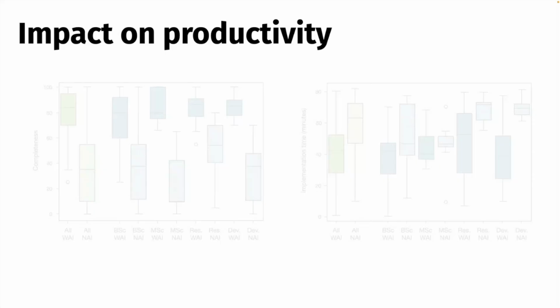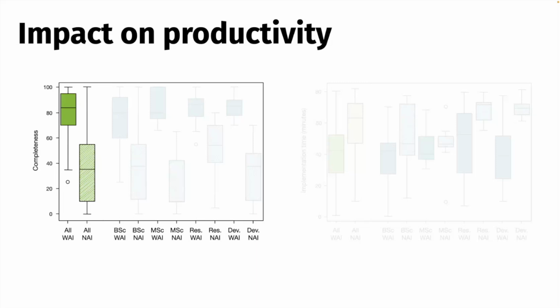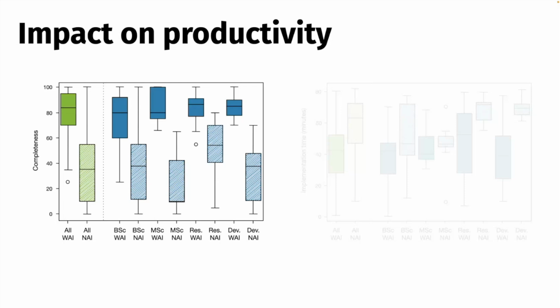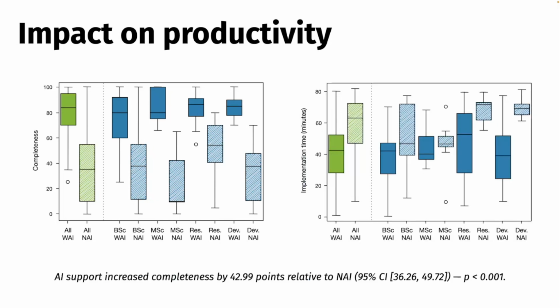So just to show you, this is productivity, this is the completeness. This is when you put all participants together, with AI and no AI. So easy to see, okay? They implement much more in the given time, as expected. And the trend is the same for bachelor, with AI, no AI, master, researchers, developers. So no surprise, they also save time. And again, if you create regression models with all confounding factors, this is statistically significant.